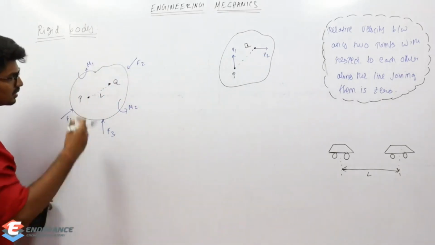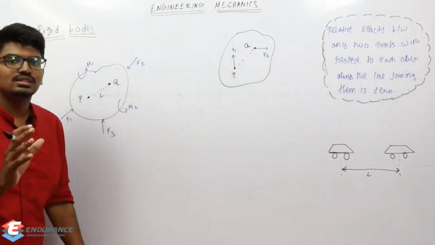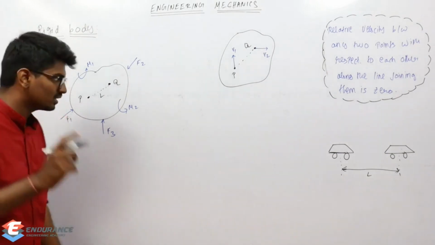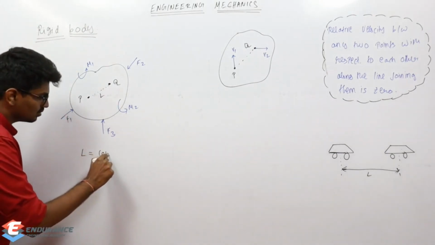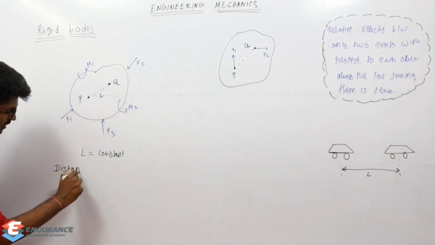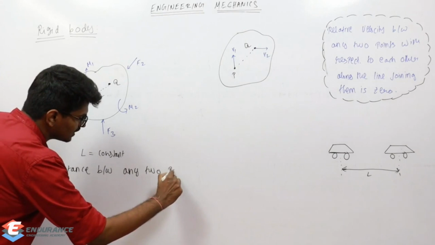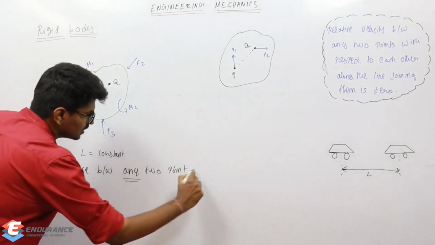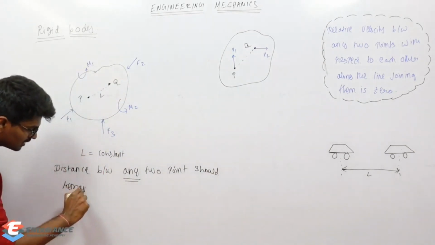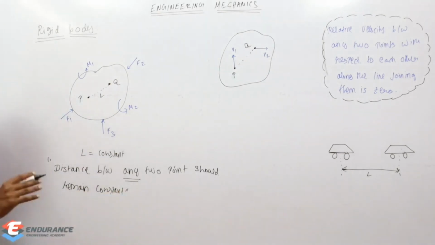You apply whatever may be the force, let it be moment, let it be force, or whatever the quantity of the force may be, the distance should not change. The distance should be invariant, the distance should be constant. So L has to be constant. So the distance between any 2 points, it's not necessary that only those 2 points, any 2 points should remain constant. If it remains constant, then I can say that particular body is a rigid body.